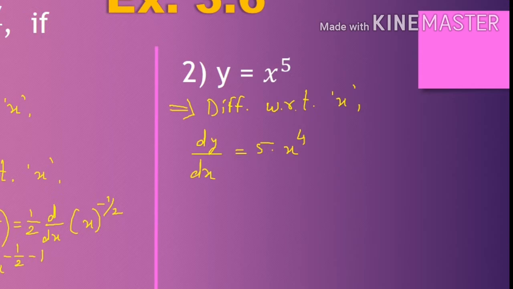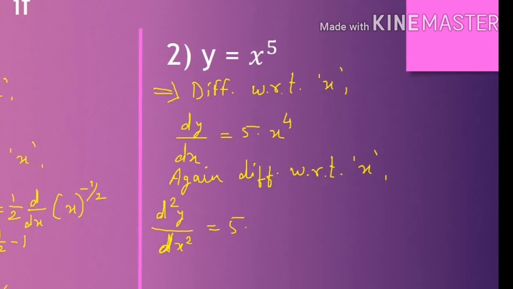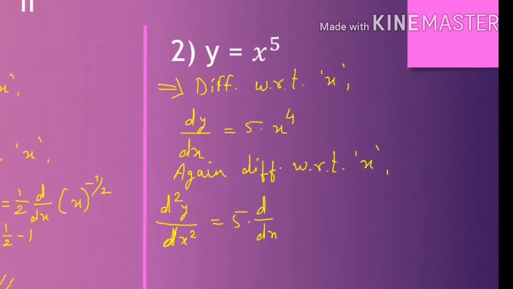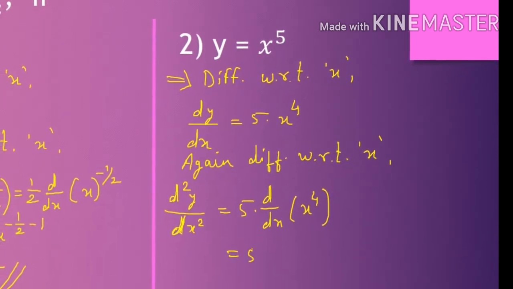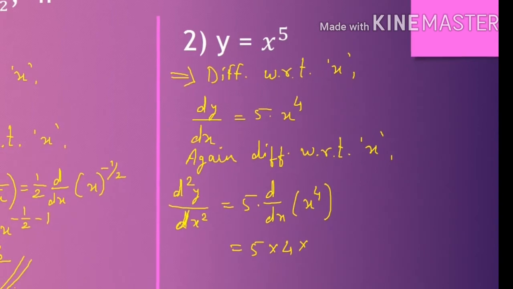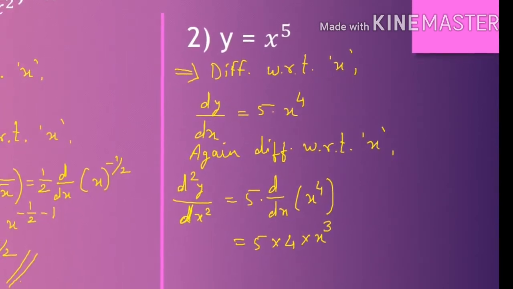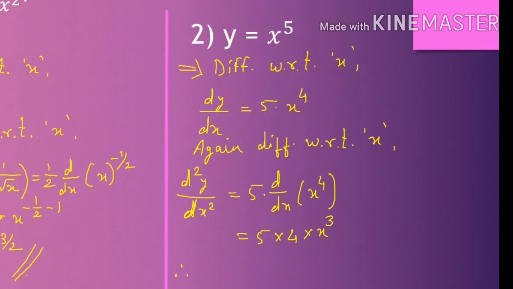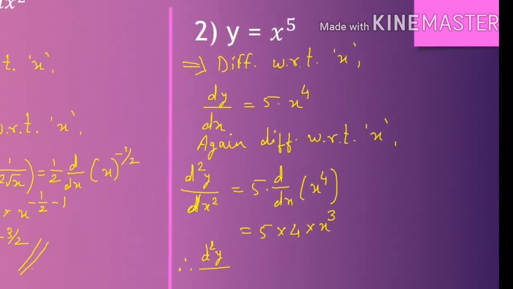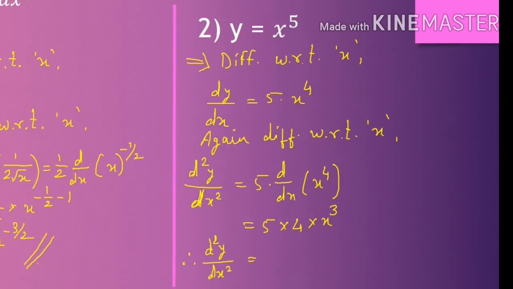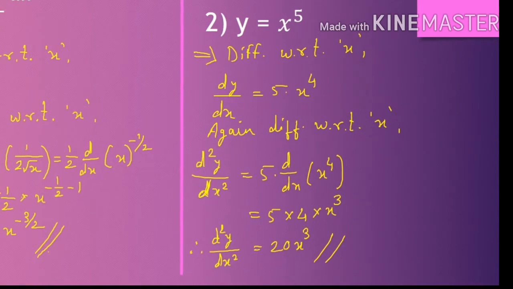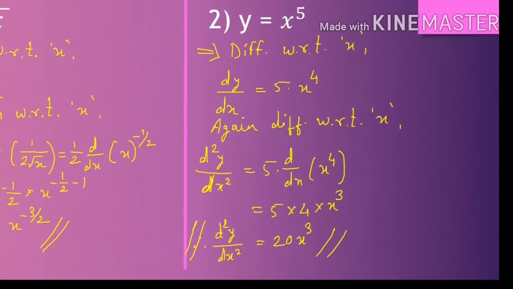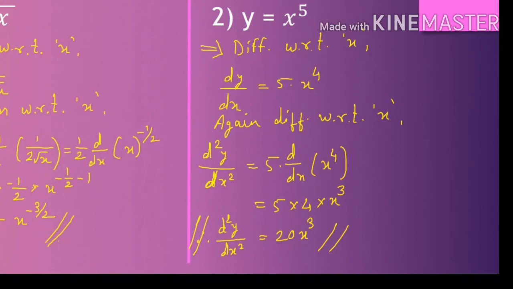Now again differentiating with respect to x. So we get 5 into d upon dx of x raised to 4. That is equal to 5 into 4 into x raised to 4 minus 1, that is 3. So you get d square y upon dx square is equal to 20x cube. This is the final answer. Clear? Let's move to the next sum.